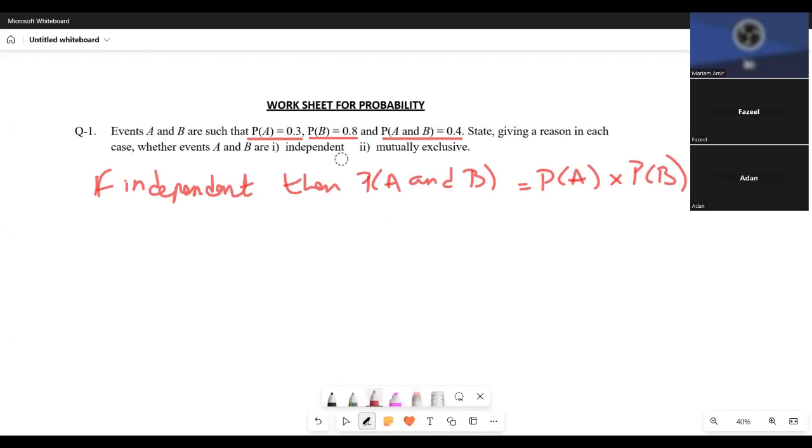The probability of A and B is given as 0.4. The probability of A is 0.3. The probability of B is 0.8. So no, they're not the same. This is 0.24 and that's 0.4. So hence not independent.